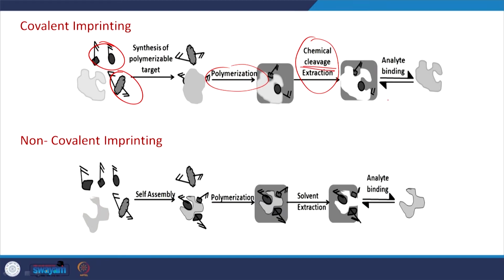While in non-covalent imprinting, everything is polymerized together, all of it, and then you have a solvent which can take it off, because it is non-covalent bonding. So, these are two kinds of things. So, that is a good thing.